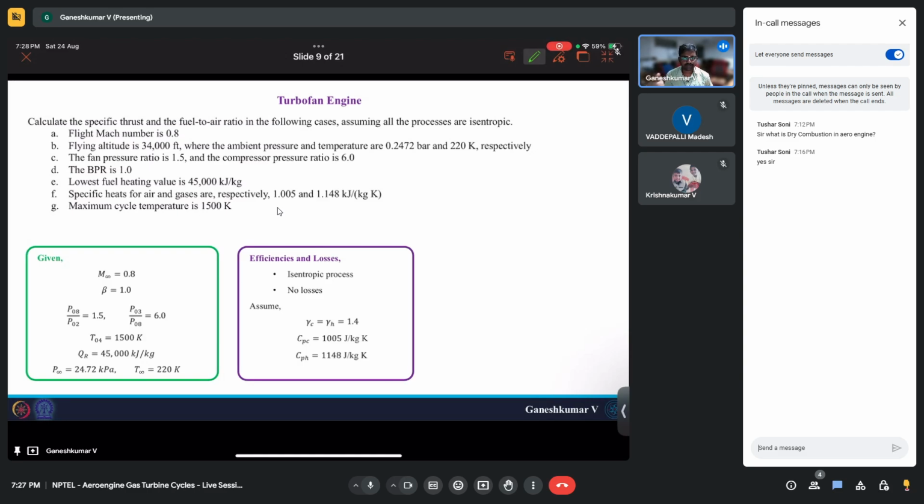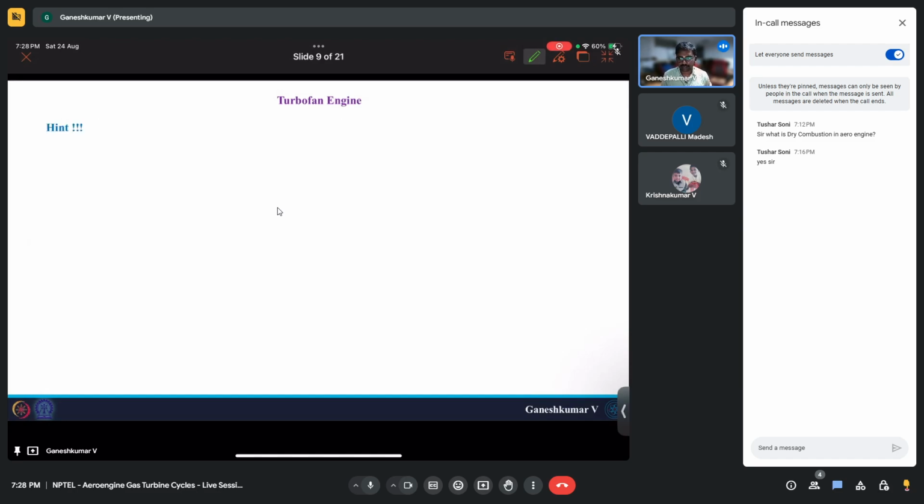But here the efficiency is 100%, all the efficiencies, which means isentropic process, and the losses are not present, which means the pressure loss across the burner is not present, and also the tailpipe loss is not present. And then we have gamma C and gamma H, we are assuming them to be the same, 1.4. What we need to find is specific thrust and fuel to air ratio. Okay, these are the two things we need to find.